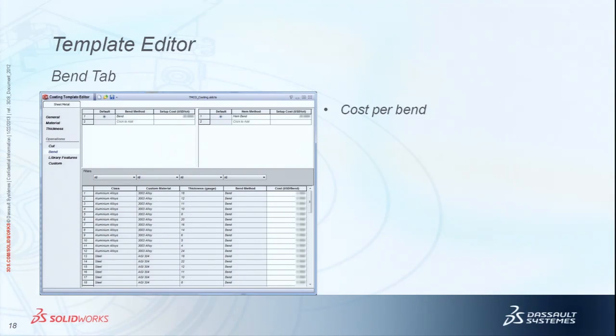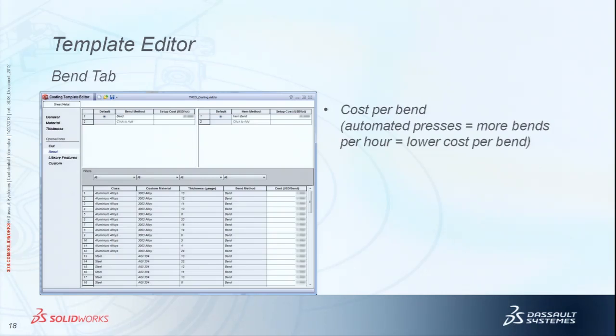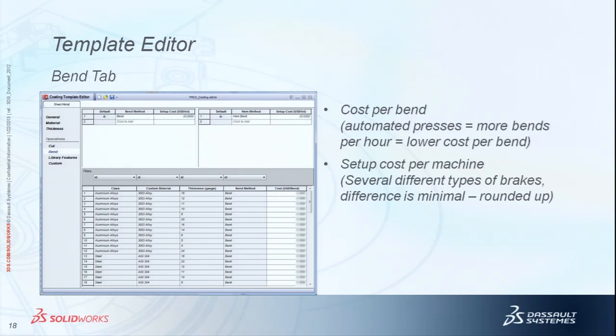Cost per bend is pretty much all you're setting. The big thing here is the faster you can make bends, the less you can charge. I'm going to leave that to the business people, but it costs less. Setup cost, we have a bunch of different brakes. The difference isn't that much, so I just kind of erred toward the high side.